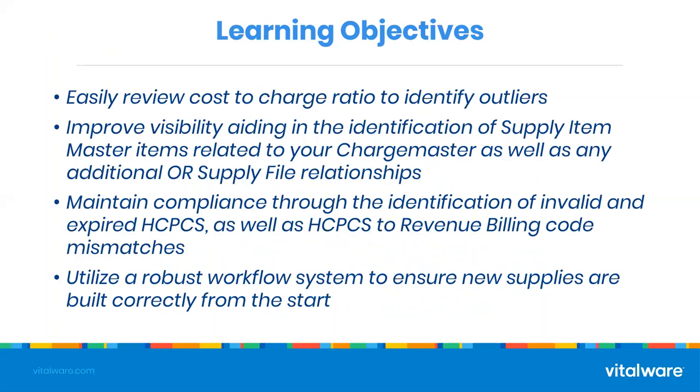Today we're going to do some quick learning objectives. We're going to talk a little bit about how to review the cost to charge ratio for your supplies and identify any outliers. And really we're focusing on how to use tools to improve your efficiency when you're managing your supplies. We're going to talk a little bit about improving your visibility so that you can easily identify supply items related to your charge master or any other supply file relationships.